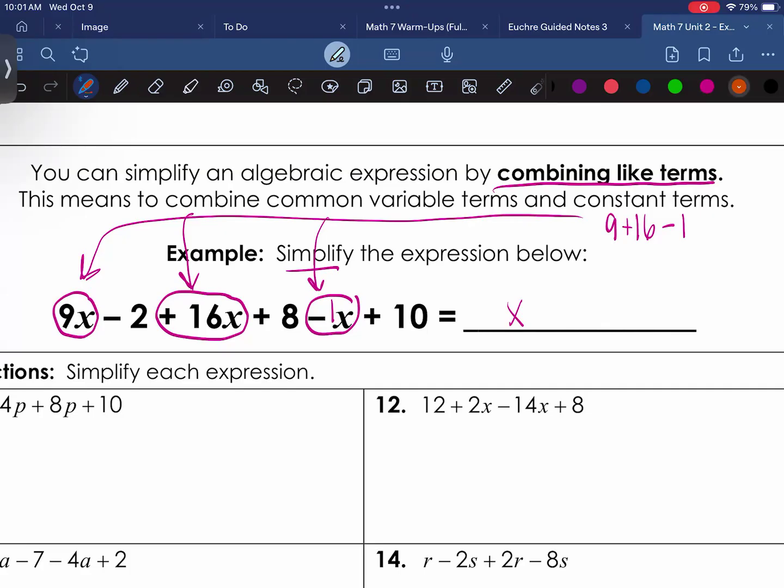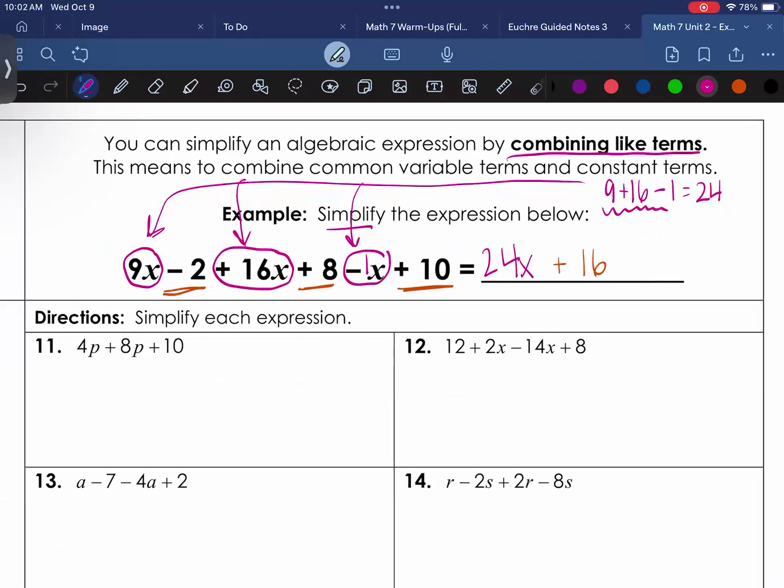Now I'm going to go ahead and underline my constant terms. So they're just the numbers by itself. Negative 2 plus 8 plus 10. Those are all my constant terms that I can combine. So negative 2 plus 8, that is going to get me 6, plus 10, that will get me 16, positive 16, so we're going to add on 16. I realized I didn't actually solve the pink yet. So over here for my x's, 9 plus 16, we're going to get 25 minus 1 equals 24. So how many x's do we have? We have 24 x's after we combined those.